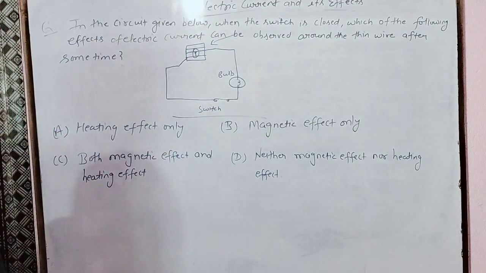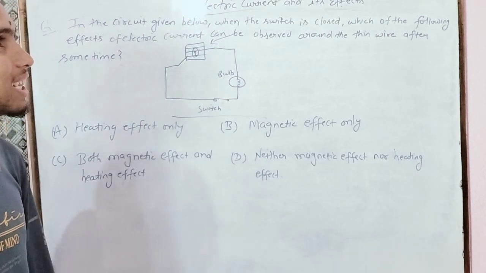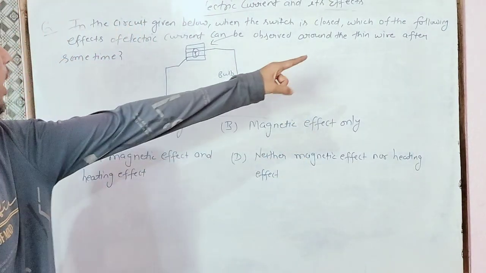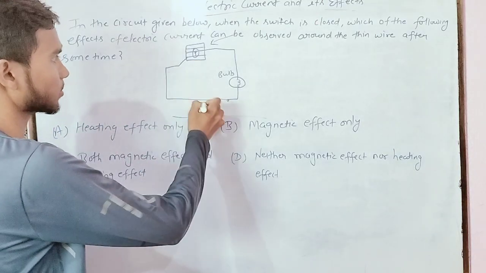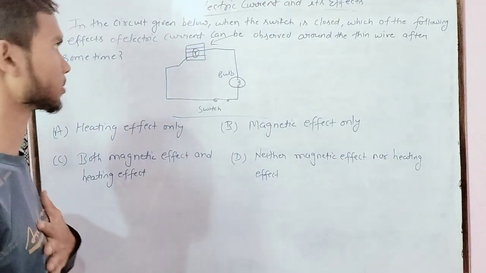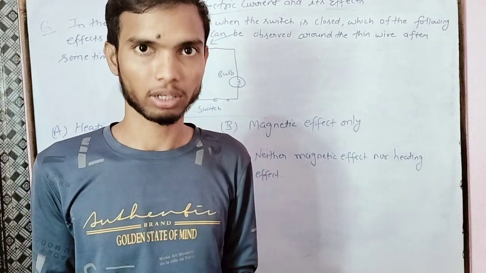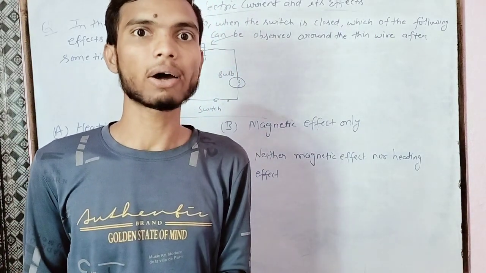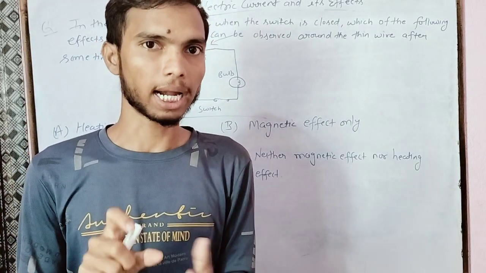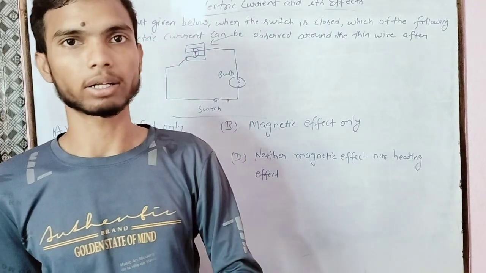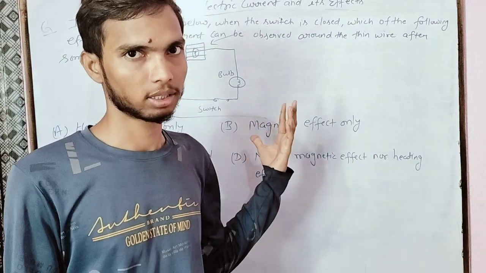Which of the following effects of electric current can be observed around the thin wire after some time? This is the wire. What will be the effect? Whether it is a heating effect or a magnetic effect, that is what we have to decide. We have to answer the effect of this wire.